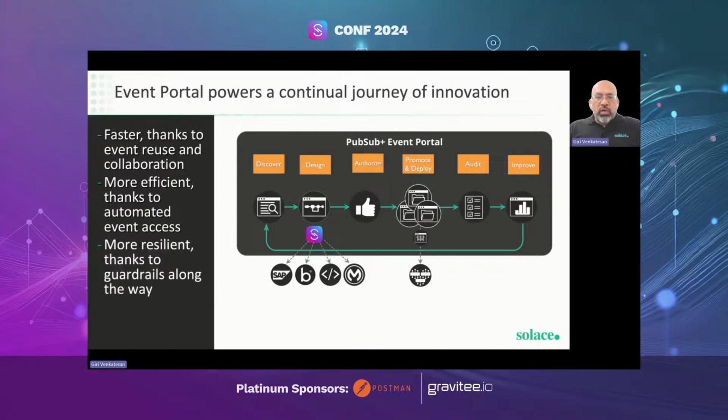Now, the event portal helps the enterprise take their great event-driven ideas and make them reality for the user. It's a continual journey, something that's now faster thanks to better event reuse and collaboration, and more efficient with the automated access to events, and one that doesn't break things simply because the guardrails like versioning, lifecycle, and policy enforcement are made available in the event portal. What you see here is the phases of your journey: discover, design, authorize, promote and deploy, audit, and improve. We'll look at them a bit more closely.